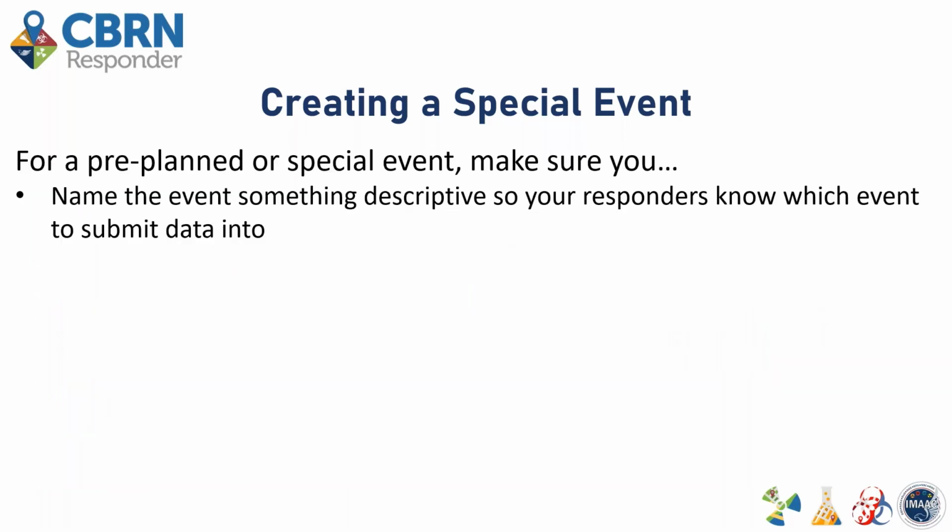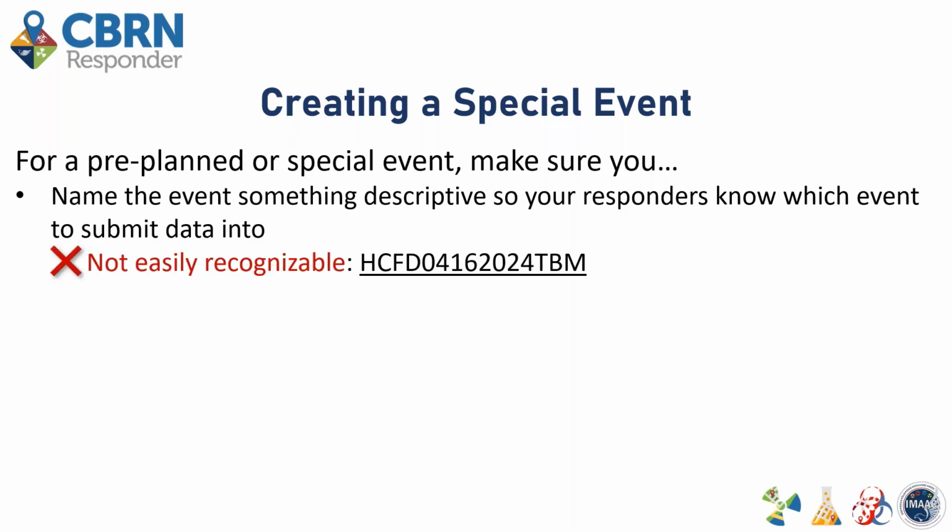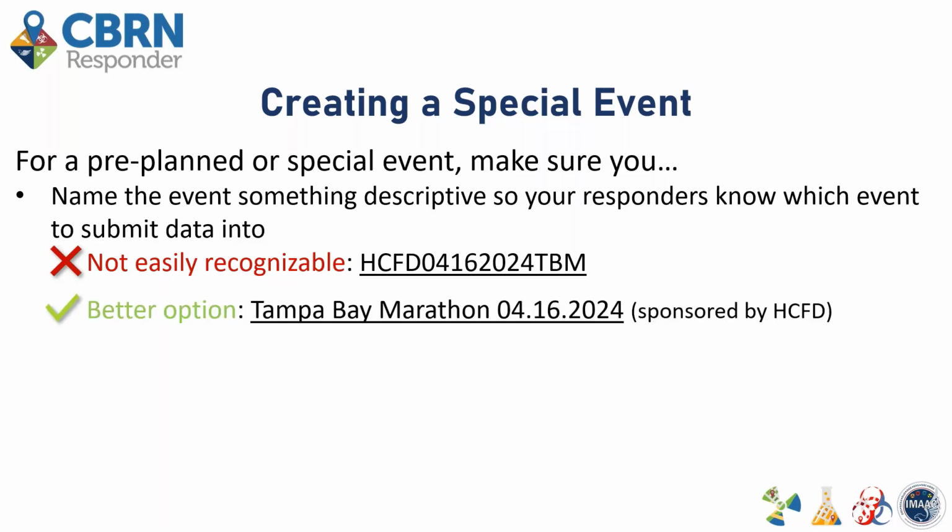For a pre-planned or special event, there are a few things that you should keep in mind. The first is you want to name the event something descriptive so your responders and your partners know which event to submit data into. This is an example of a name that's not easily recognizable. It may make sense for your organization if this is the parameters that you use when naming an event, but it's not going to be clear for others who are looking to submit data into the event, especially your partners. So instead, try naming it something a little bit more descriptive. So instead of HCFD, the date, TBM, I'm going to name it Tampa Bay Marathon, the date, and then the sponsor is the HCFD.